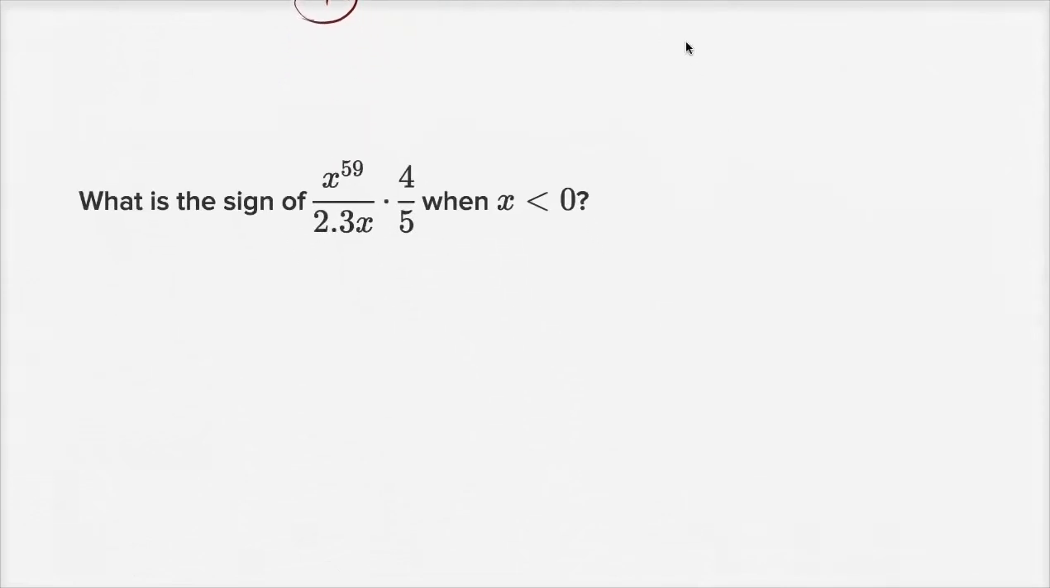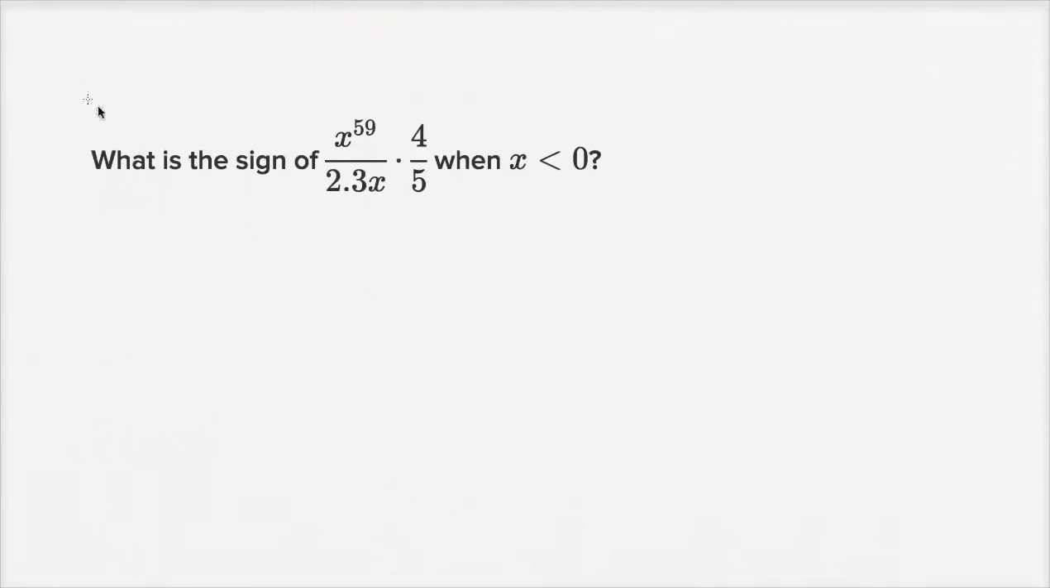Let's do another one. I'm having too much fun. All right. What is the sign of x to the 59th power divided by 2.3x times 4/5 when x is less than 0? So x is once again a negative number. So x to the 59th power, that's an odd number of negatives being multiplied together. So this thing right over here is going to be negative.